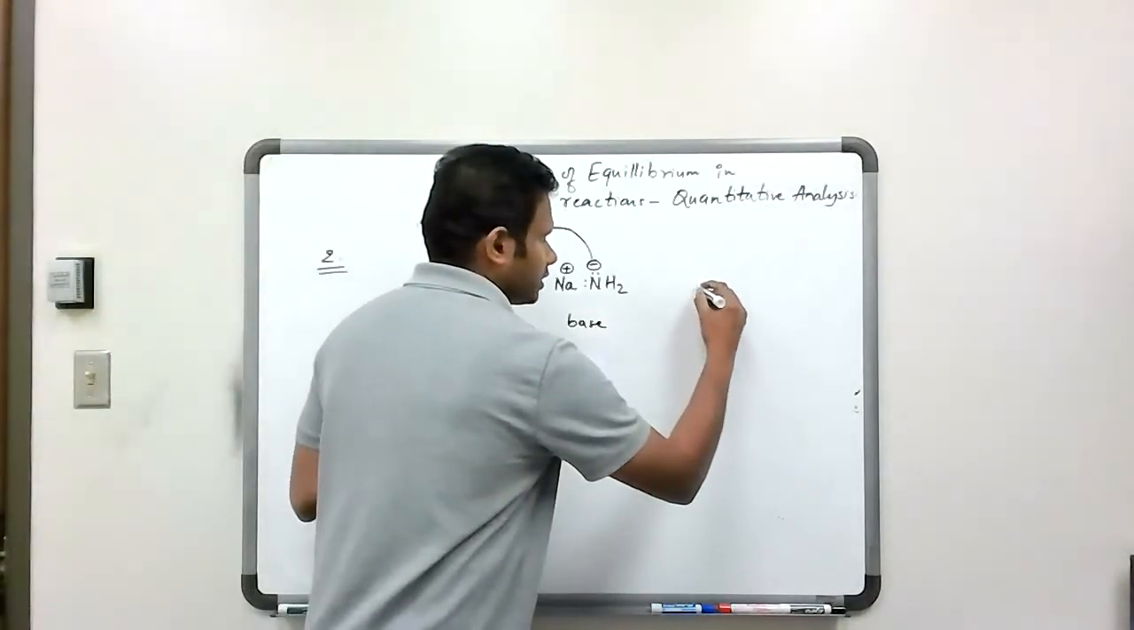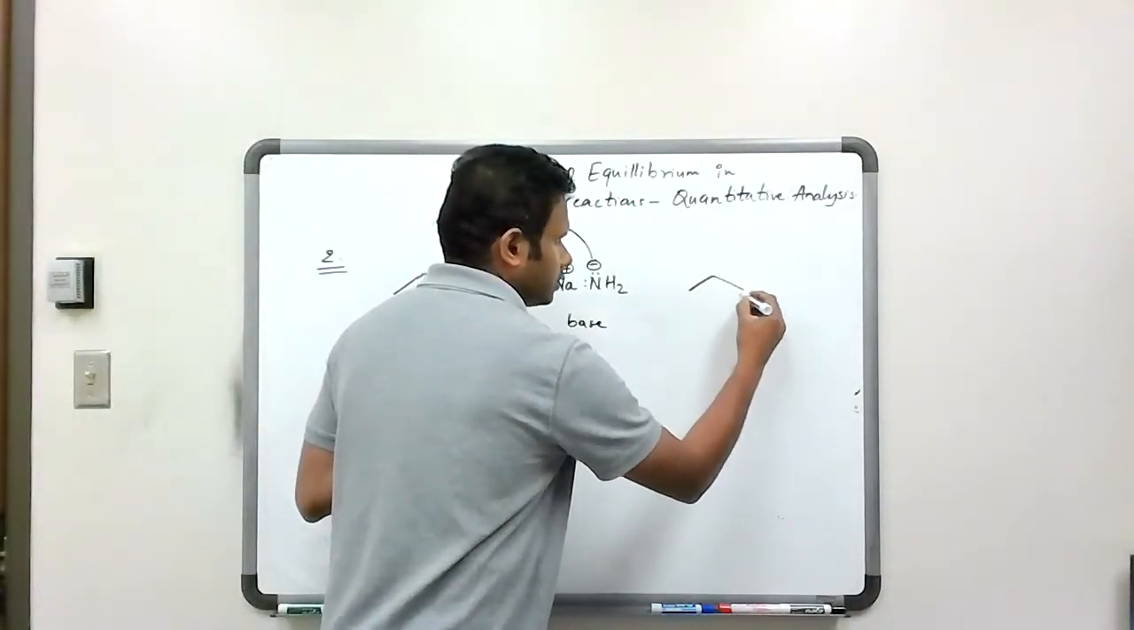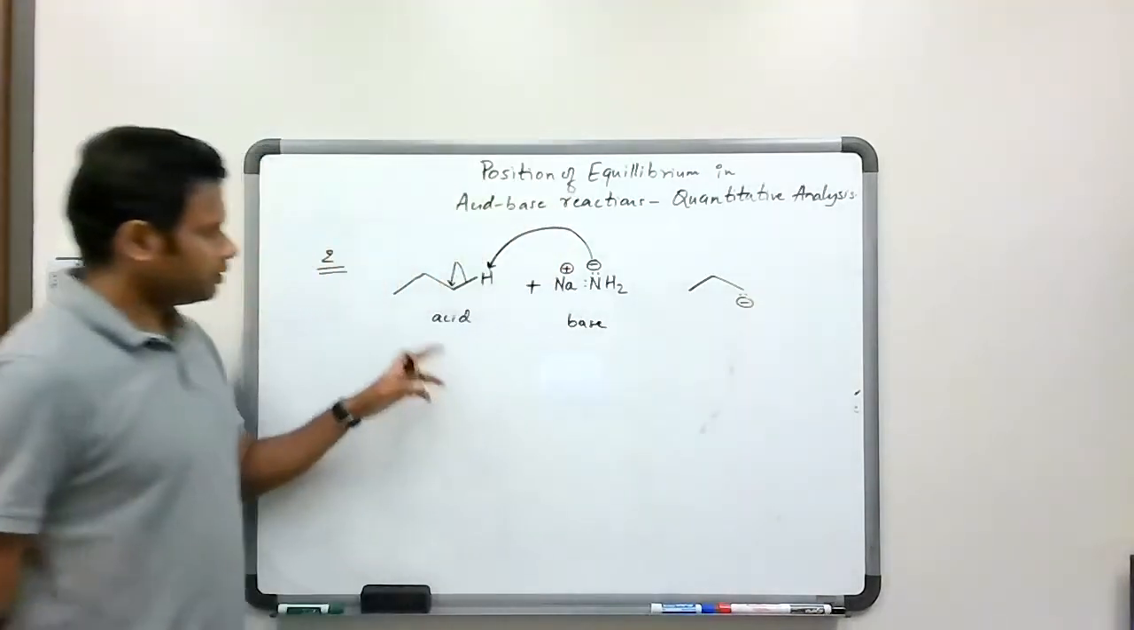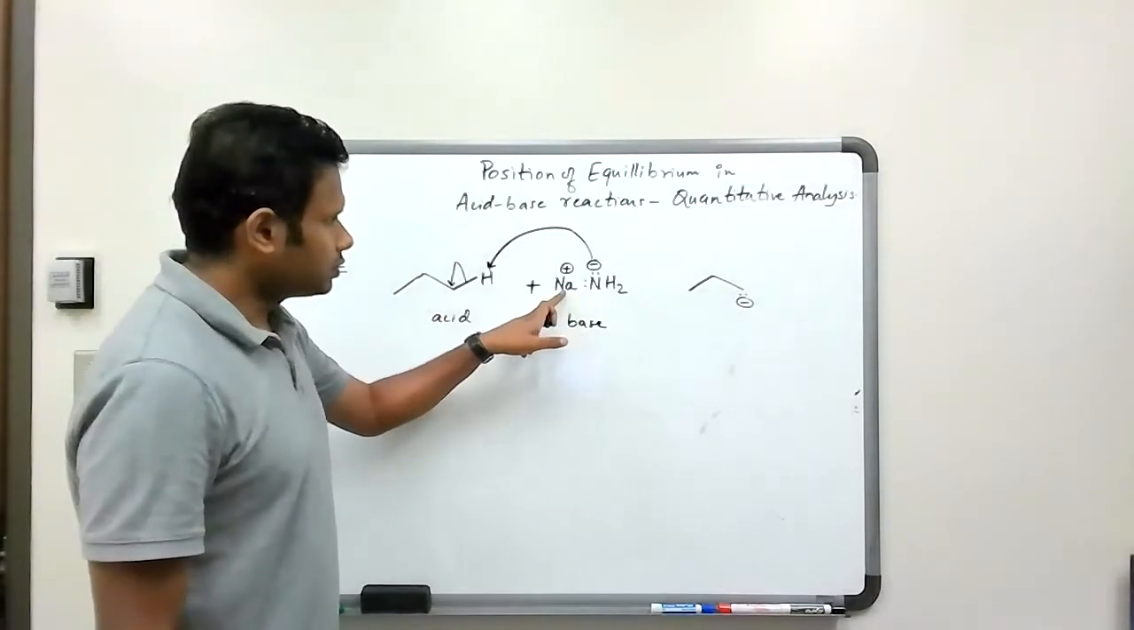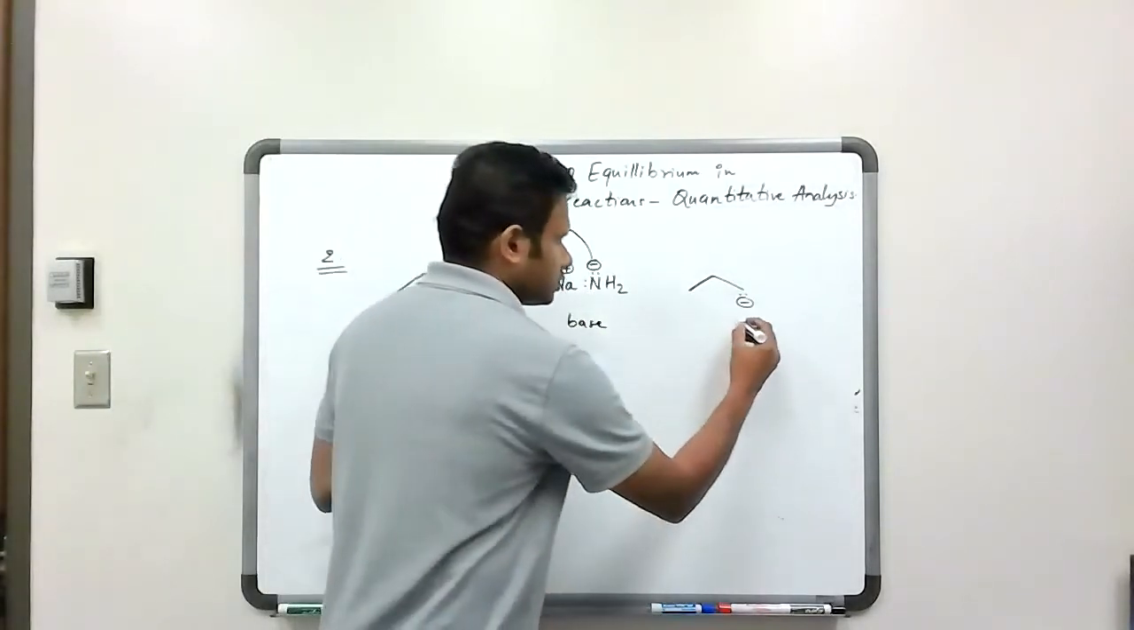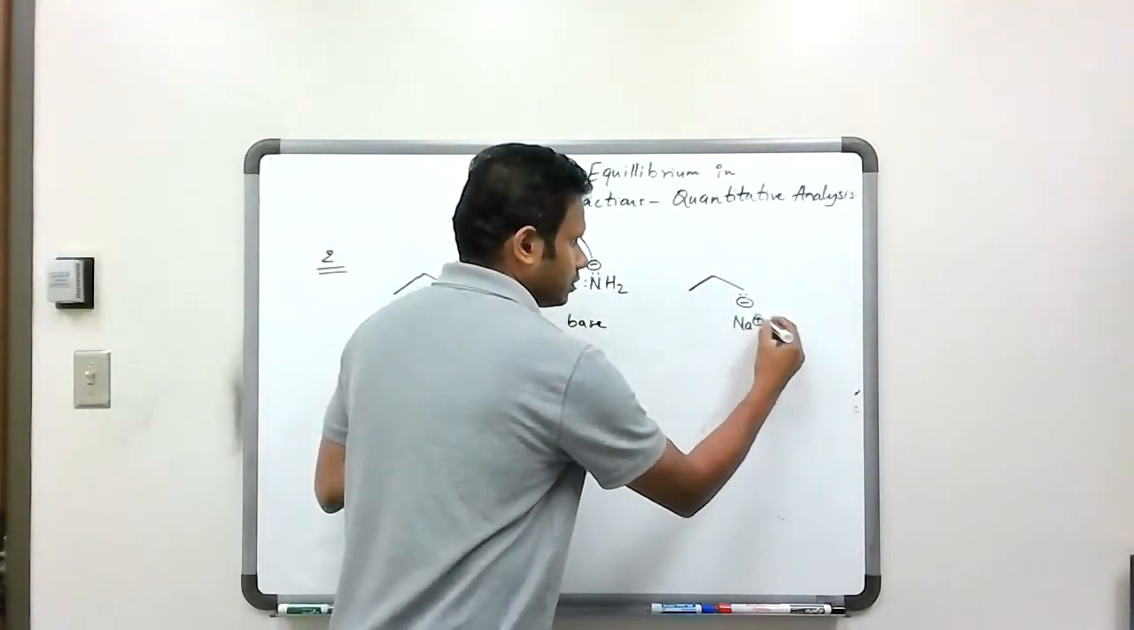So that means what I get at the end of this must be something like that. 3 carbons with a negative charge on that carbon. Sodium is balancing the charge. So the sodium is now here.